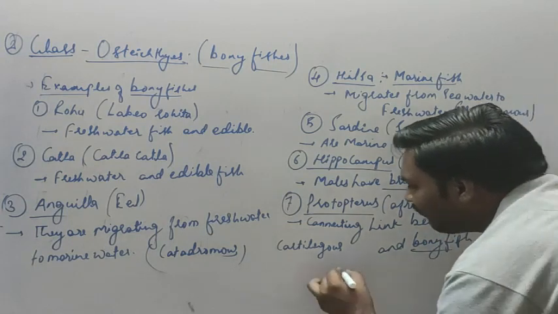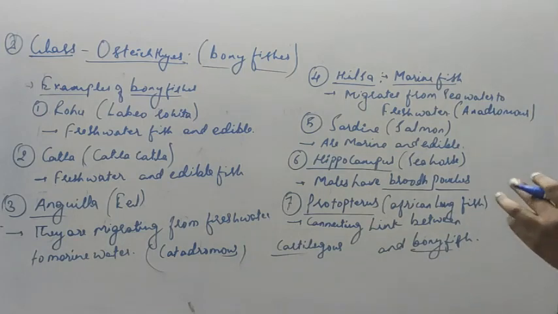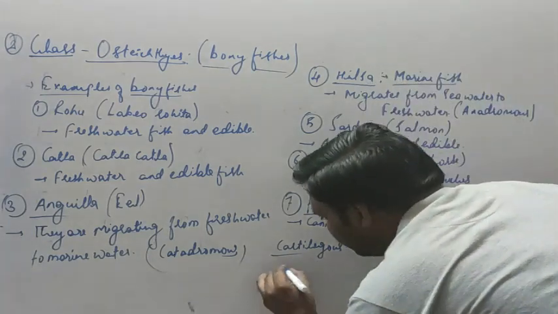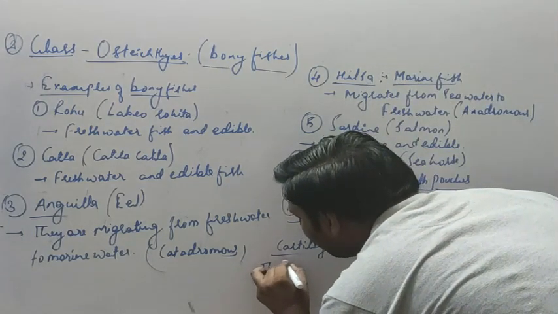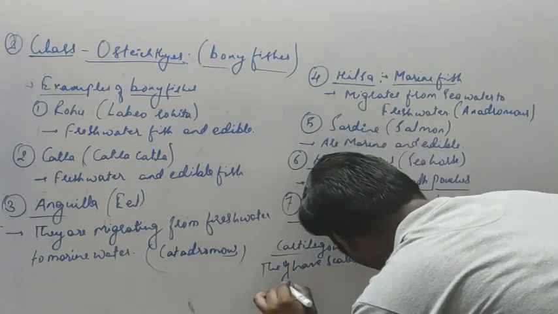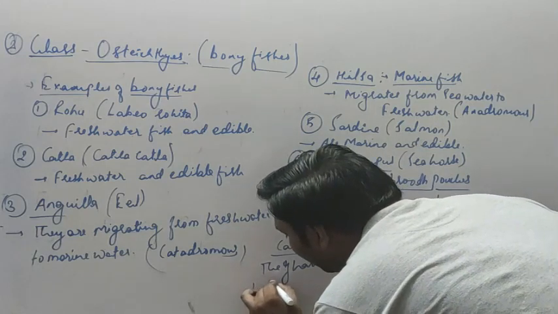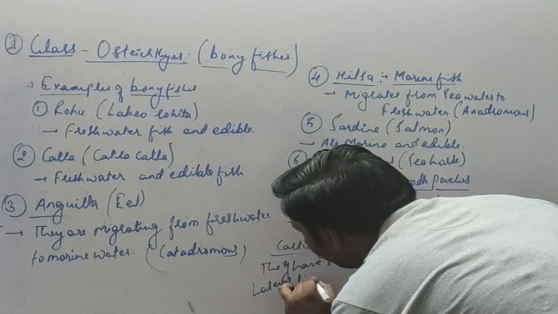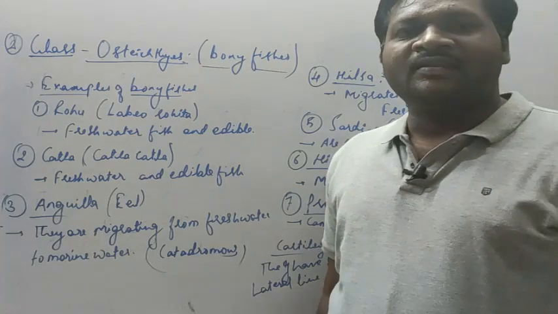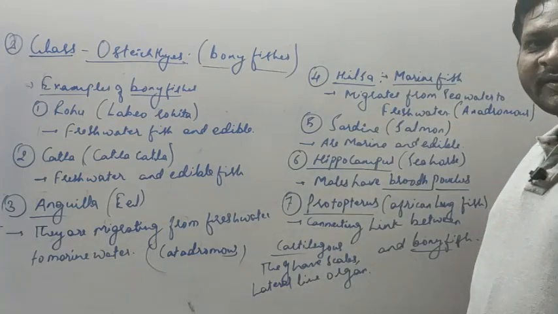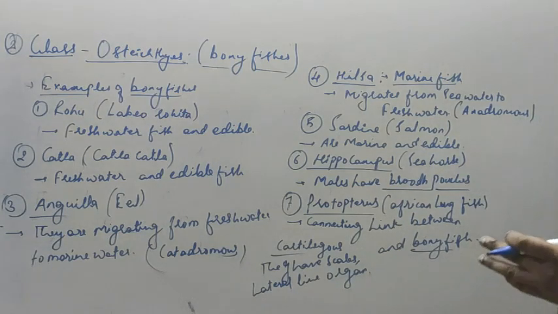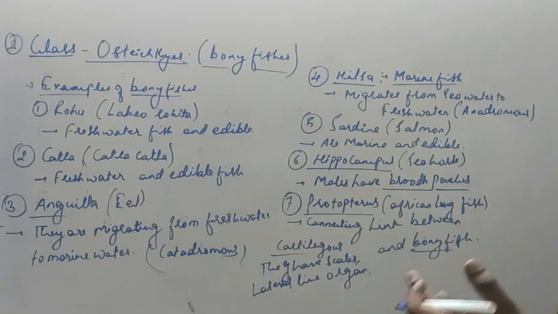Now, what characters will be found between these two fishes? If they have the cartilaginous part, what type of character may they have? They may have scales, that is the exoskeleton part, and the lateral line organ. In cartilaginous fishes, we have seen the presence of the lateral line organ, called a rheoreceptor, which helps in swimming. Through the water current, one can understand whether the predator is near or not.